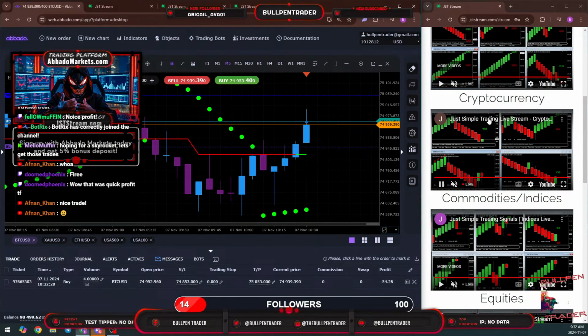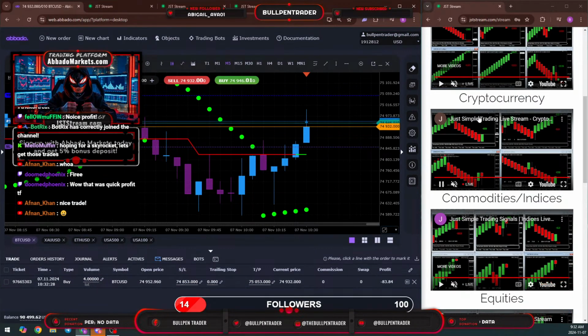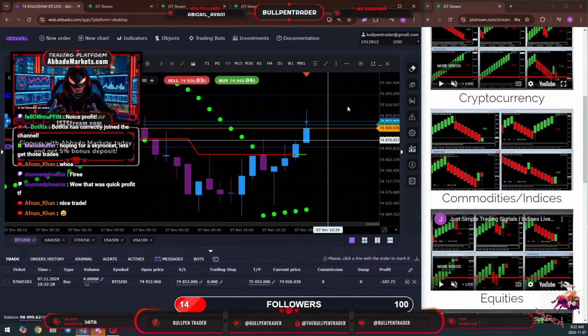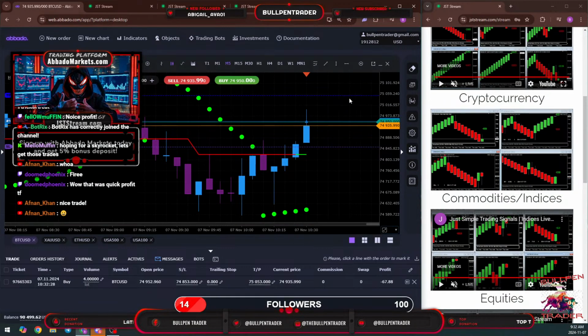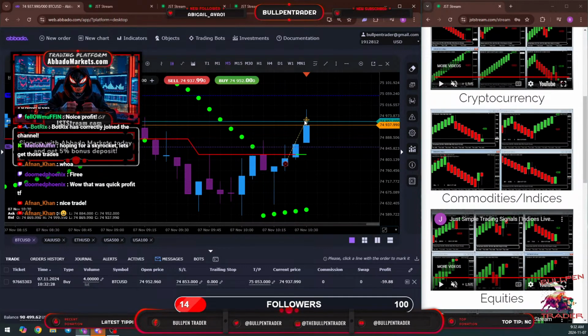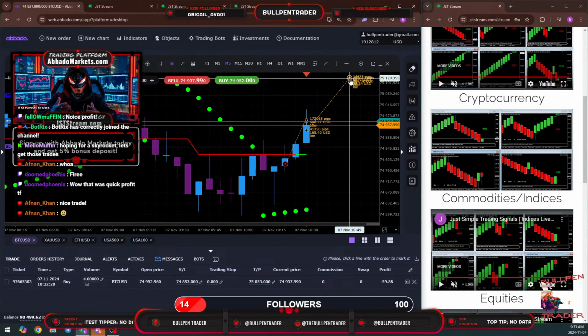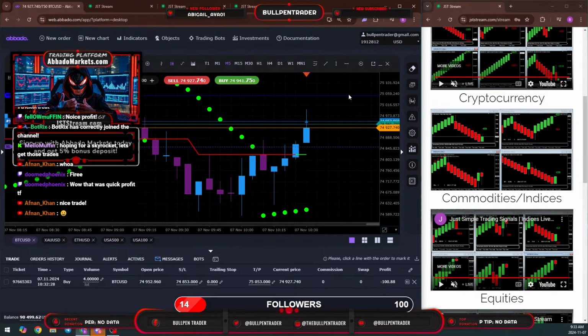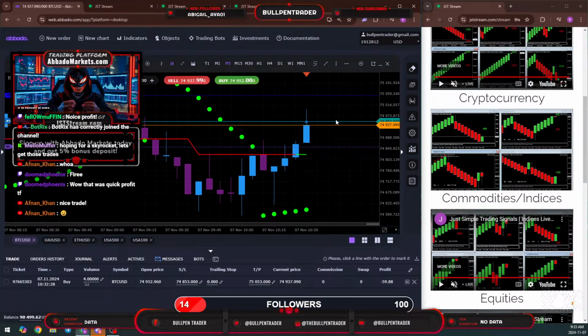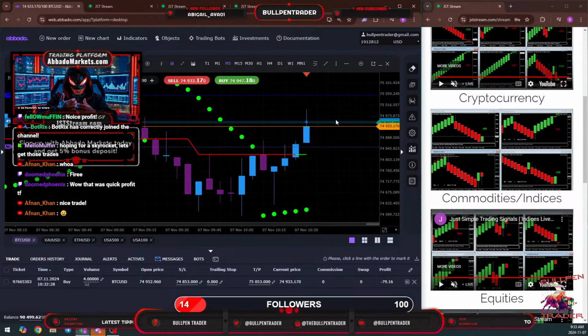Again, the reason I entered is because I saw the pullback form. On the super trend and PSAR, it's still indicating an uptrend. So that was just a pullback on the continuing move in the uptrend direction, hopefully. I have my stop loss and take profit set, so let's wait to see where this trade closes.